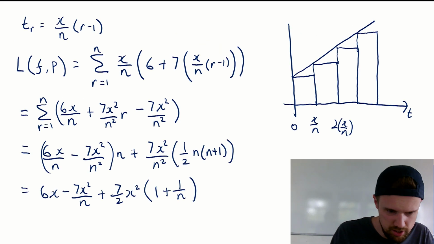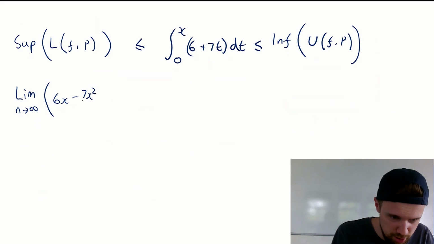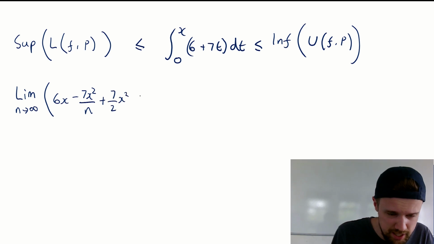Was it a minus? It was a minus. 7x squared over n plus 7 over 2 x squared, lots of 1 plus 1 over n.